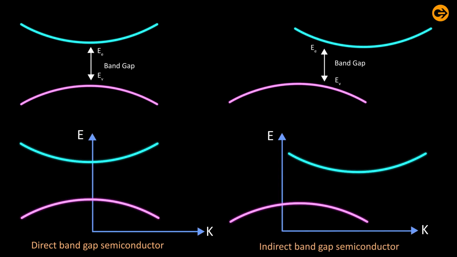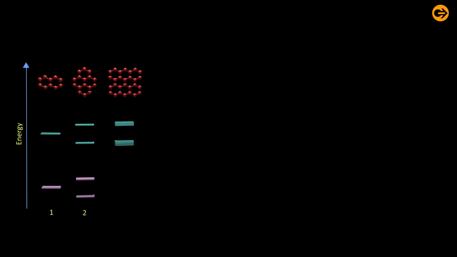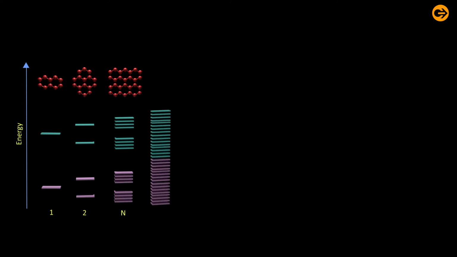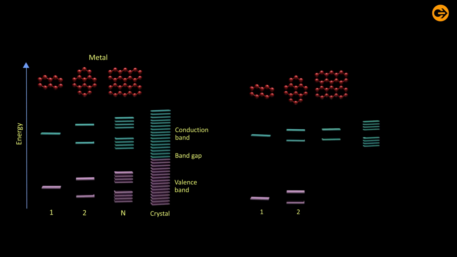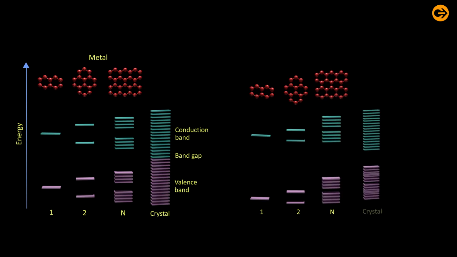Look at this image. Let's say the number of atoms in a molecule is increased. Then the splitting of atomic orbitals takes place and it splits the atomic orbital into multiple levels. And once they come together, they form bands. In other words, mixing of atomic orbitals will result in the formation of a band.